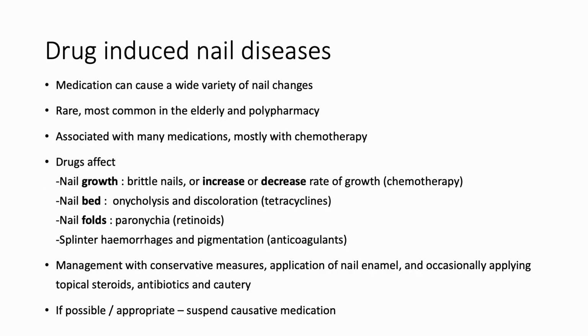Now we discuss drug-induced nail diseases, which can present in many different ways. In general, this is a rare phenomenon, however, it is more likely in the elderly and those with polypharmacy. Nail drug reactions are associated with a wide range of medications. For example, many types of antibiotic, many types of chemotherapy, oral retinoid treatments, ACE inhibitors, antimalarial drugs, non-steroidal anti-inflammatory medications, anticoagulants and antiplatelets, which can cause splinter hemorrhages, amongst many other different drugs.